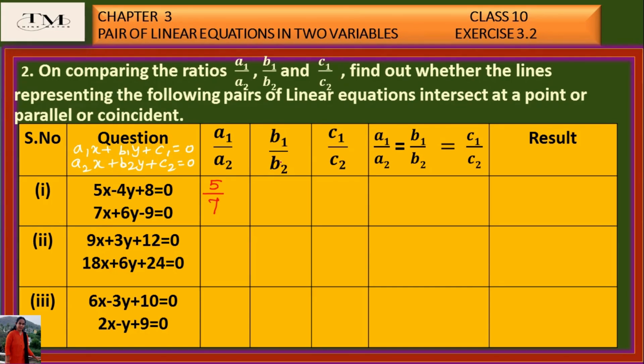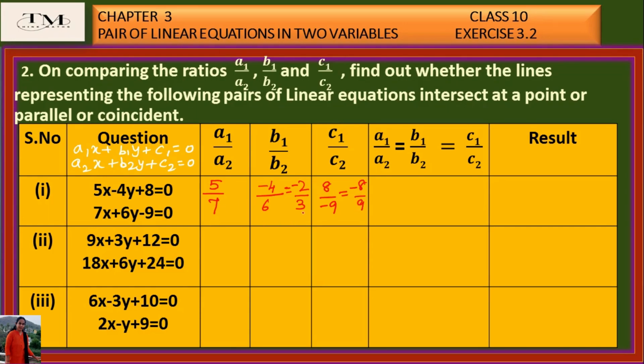Next B1 by B2, which is the coefficient of y. So here the coefficient of y is minus 4 divided by B2, which is 6. Both 4 and 6 are multiples of 2, so we can divide by 2. So minus 2 divided by 3. Next C1 by C2. C1 by C2 is the constant value. It is nothing but 8 divided by minus 9. We can write it as minus 8 by 9.